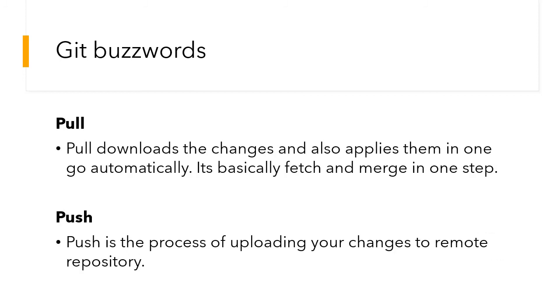Pull downloads the changes and also applies them in one go automatically. It's basically fetch and merge in one step. Push is the process of uploading your changes to a remote repository. Pushing is how you transfer commits from your local repository to a remote repo. It's the counterpart to git fetch, but whereas fetching imports commits to local branches, pushing exports commits to remote branches.